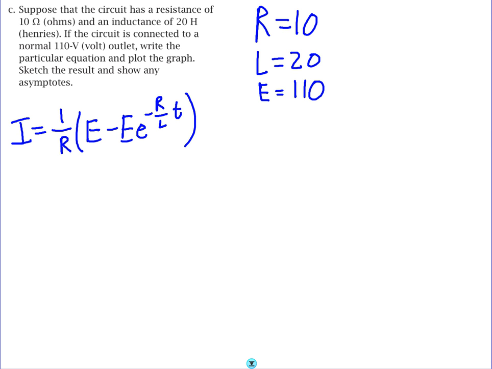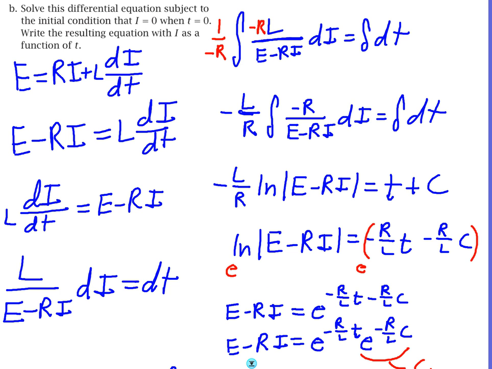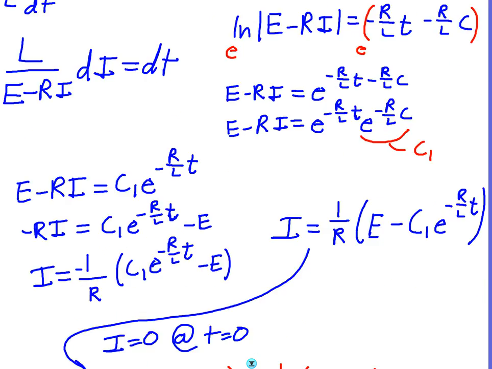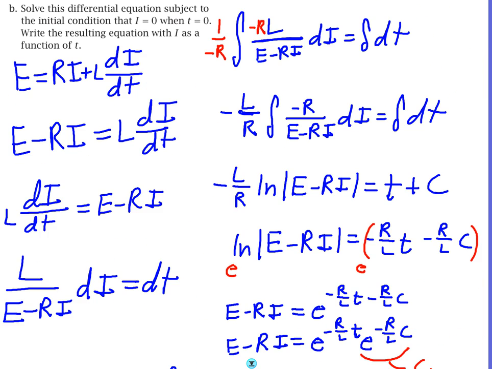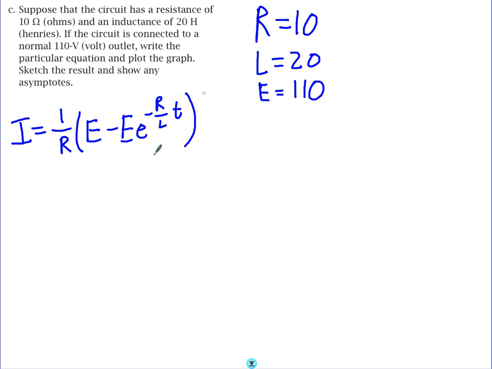Right? Double check. Yep. Good. Okay. Now we can just plug this information in here and find the particular equation. Since I is a function of time, I'm going to write it like this.